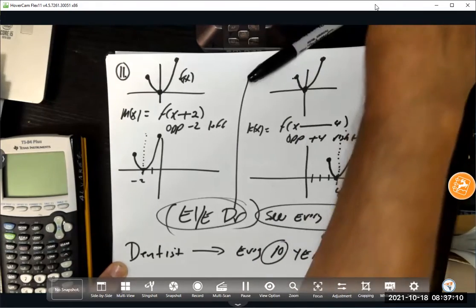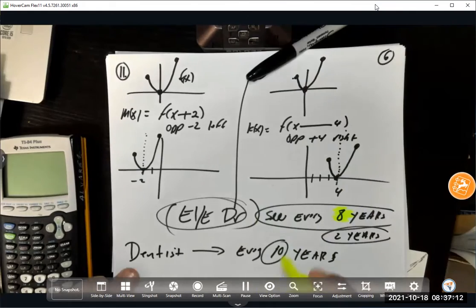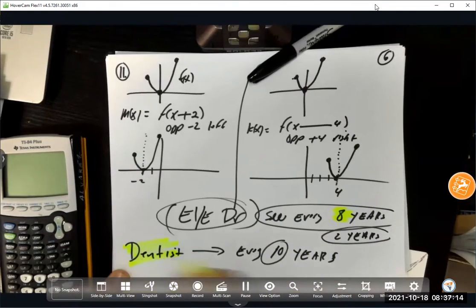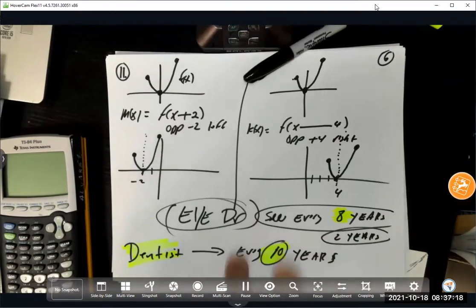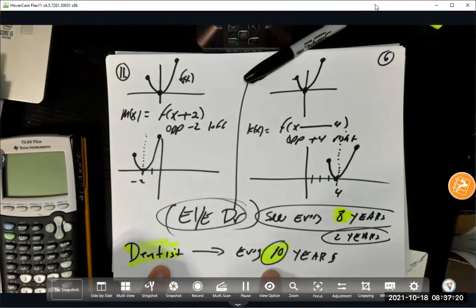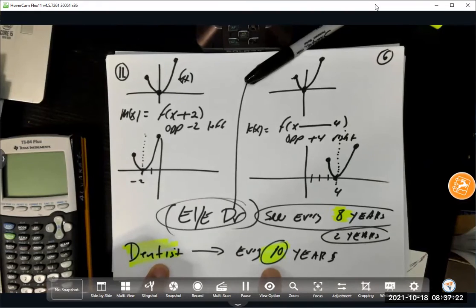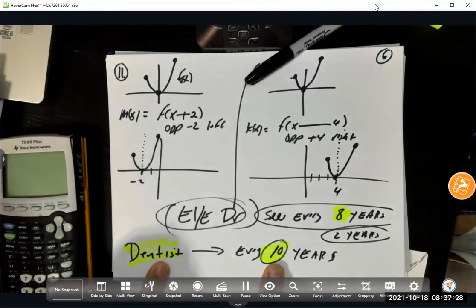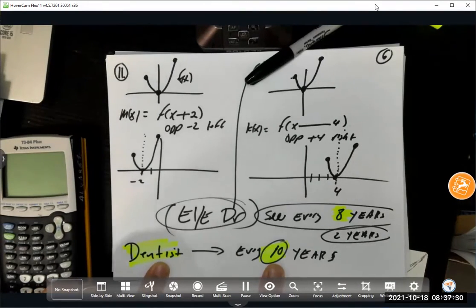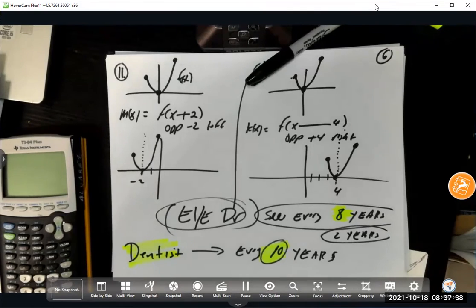Go check it out. Make sure you don't have cavities. Is that right? The dentist, this doctor, every 10 years. What do you think? Does that make sense? Or is it longer than that? What do you think? When do you see your dentist? Tell me that. You see your dentist every 10 years? Yes or no?